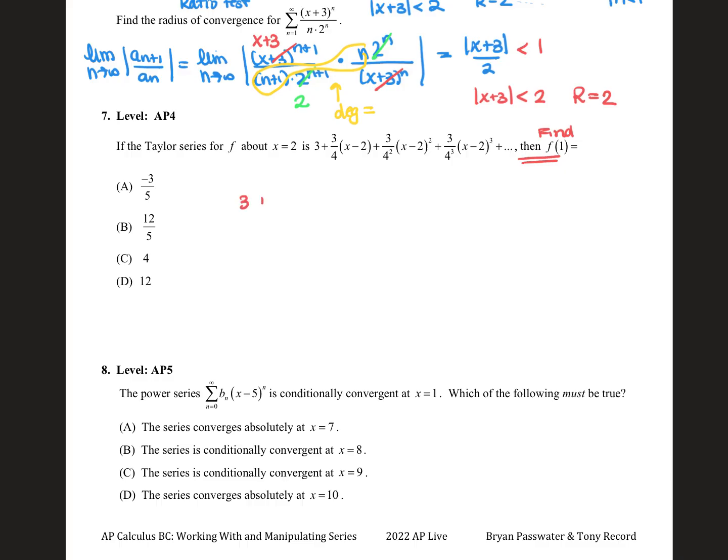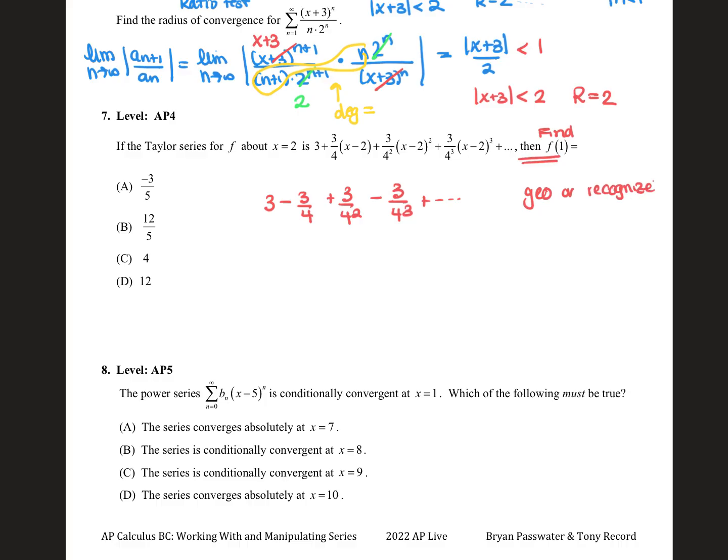So this would be 3 minus, because you do 1 minus 2, so it'd be a negative. The next one would be 1 minus 2, so negative 1 squared, which would be positive. And the next one's going to be negative. What type of series is this? Well, if we're asked to find the exact value, it's either got to be geometric or something we recognize.